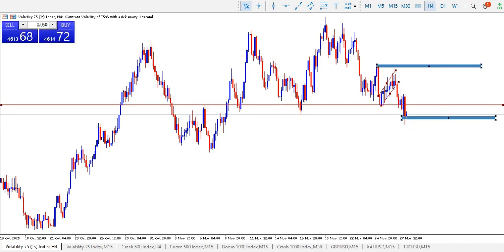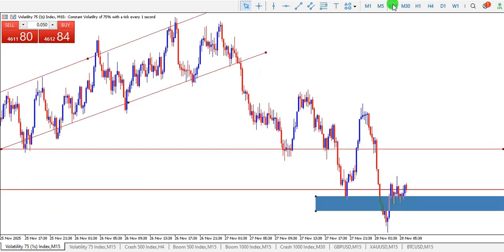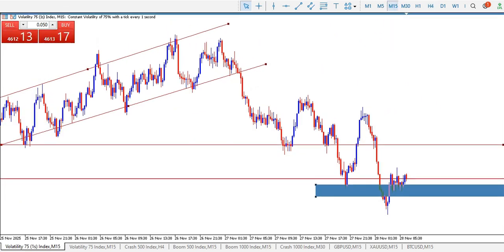And then going back to H4 to confirm this, you can see that we have a long way to go, which is around this zone right here. This is going to be the next major low for us. So now going back to the 15 minutes, the main entry time frame.